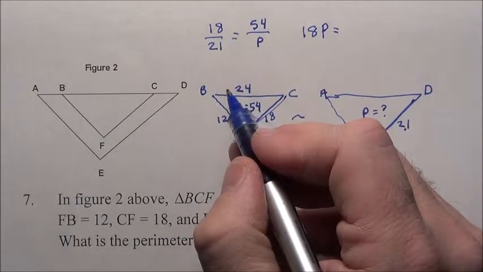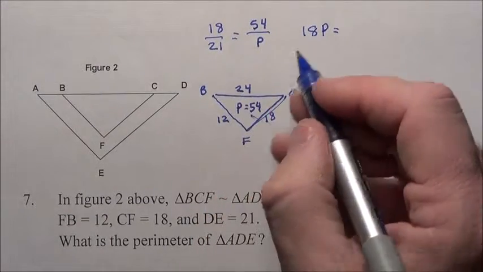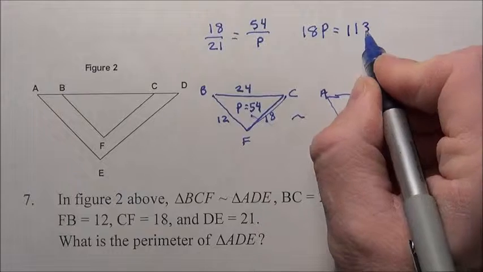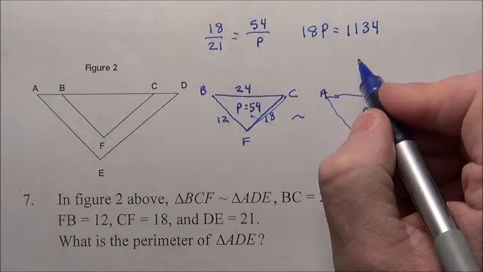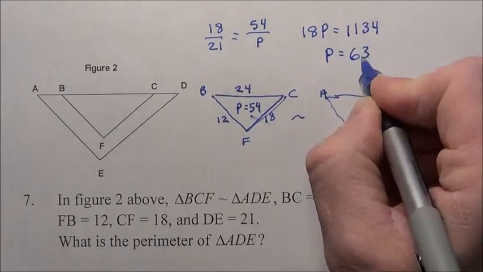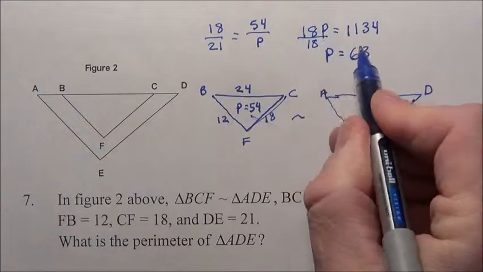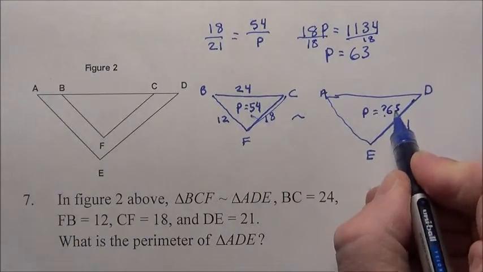Now I'm going to have to cheat and go over to the side. I could do that in my head. That wouldn't be too hard. 1, 1, 3, 4, or pencil and paper it. And now when I end up dividing by 18 on both sides, I'm going to get a perimeter of 63. I divided this by 18 and divided that by 18. I get perimeter of this guy, 63.